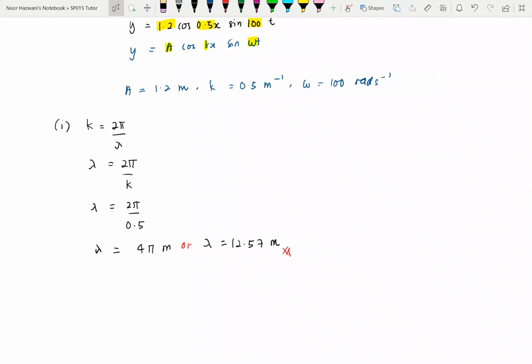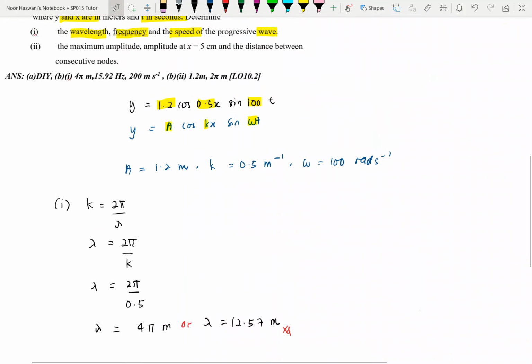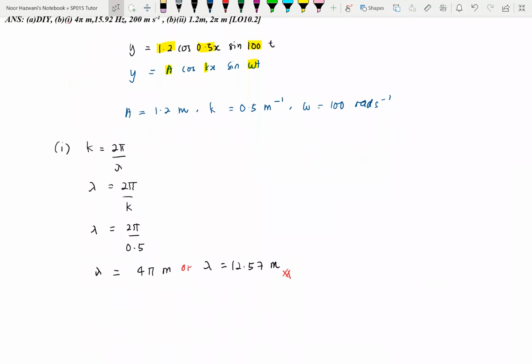And then next, it asking to find out the frequency. So frequency kita nak dapat daripada mana? Okay, kita tahu equation omega is equals to 2 pi f. So kita boleh dapat frequency by omega divided with 2 pi. So omega kita is 100. Then you divide with 2 pi. Then you will get your frequency is equals to 15.92 Hz. So that's the answer for frequency.